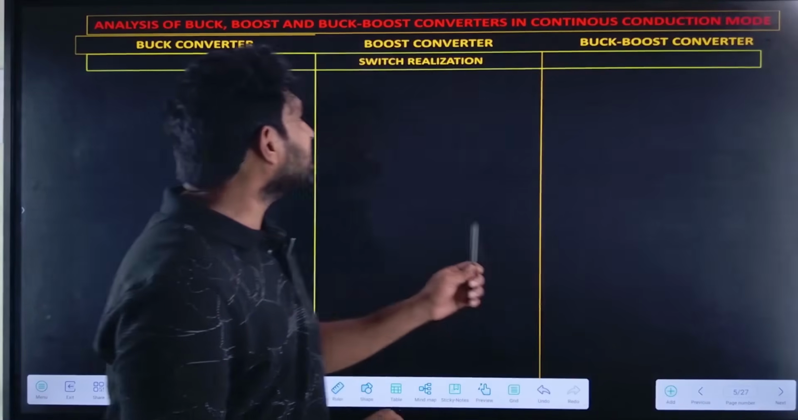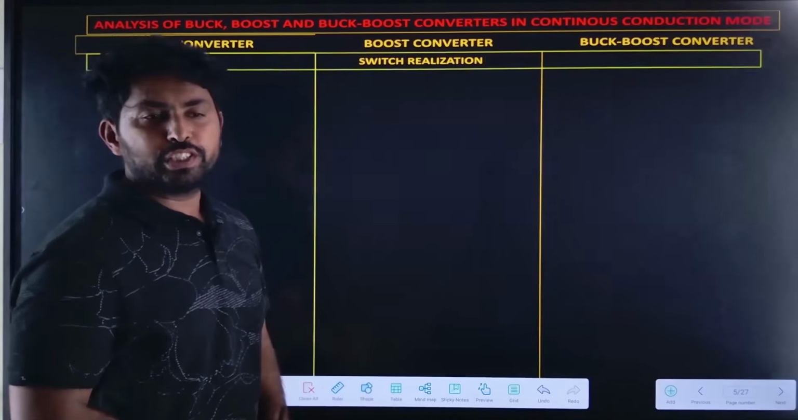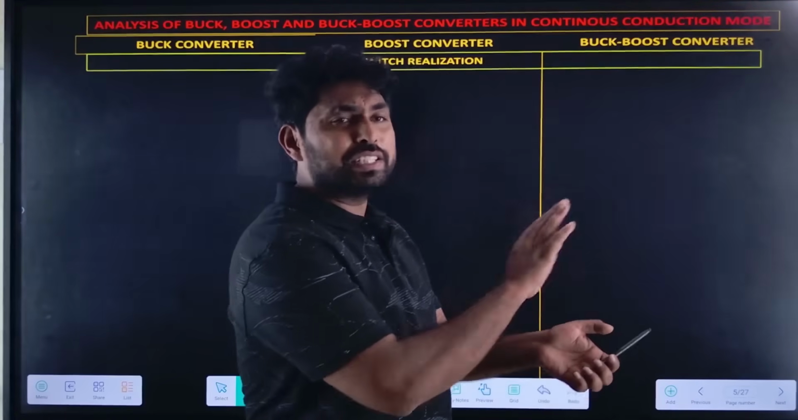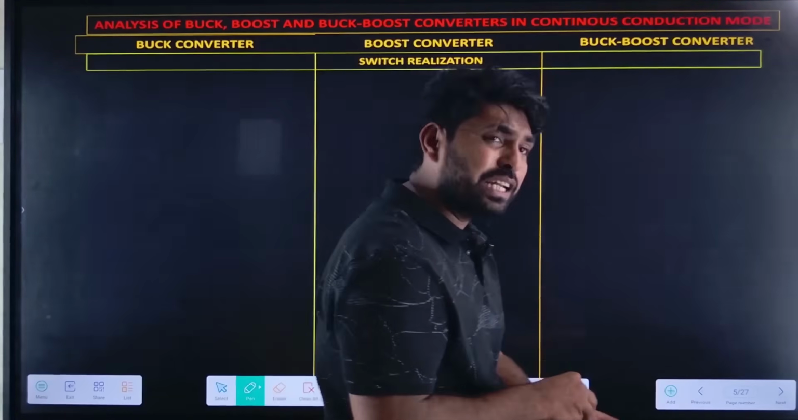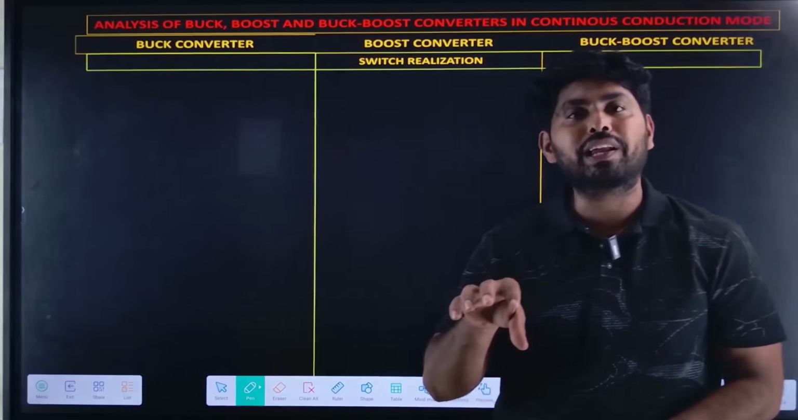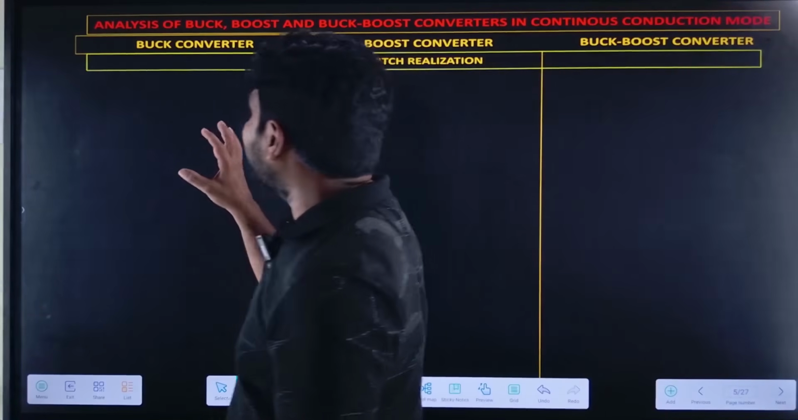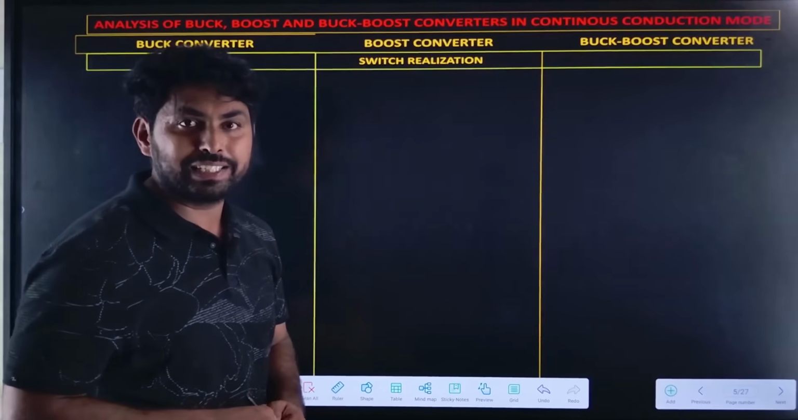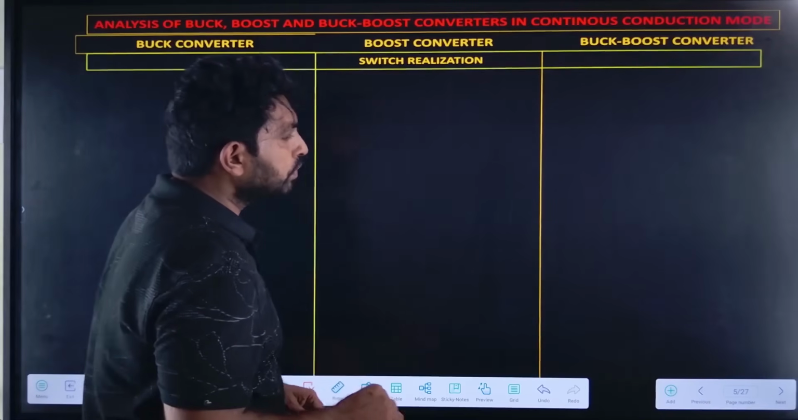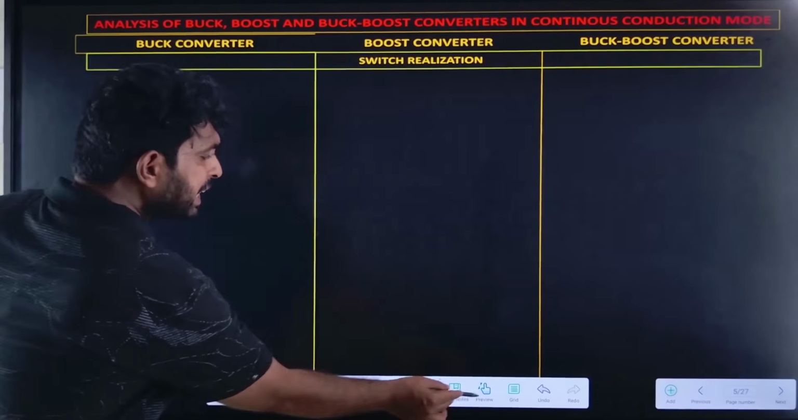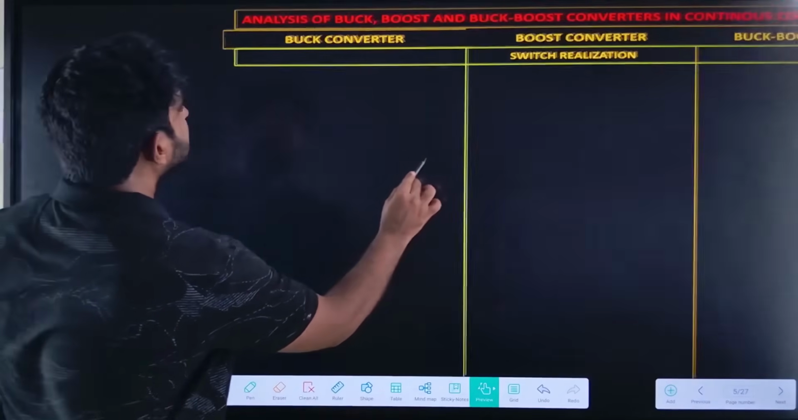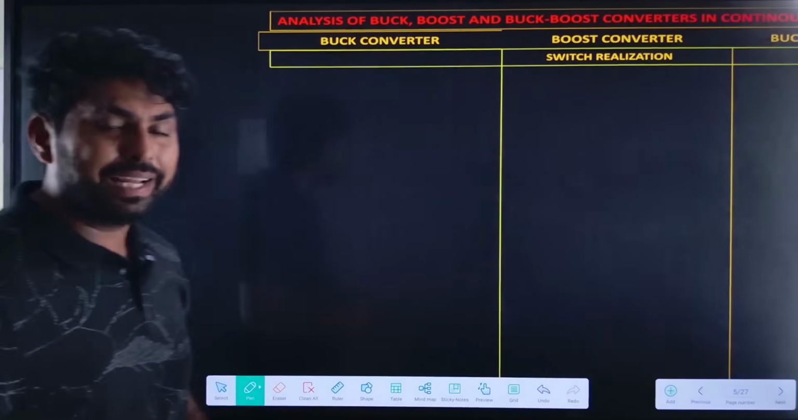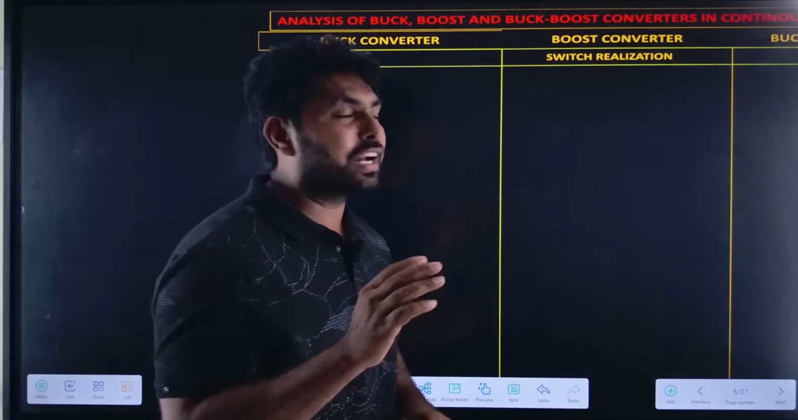So now let me start with the realization of the switch. What does it mean? Here we had drawn with normal switches like SPST switches. Let us replace those switches with power electronic devices. How can we realize the buck converter, boost converter, and the buck boost converter? Let me take the buck converter now, and then realize the buck converter, boost converter, and buck boost converter.